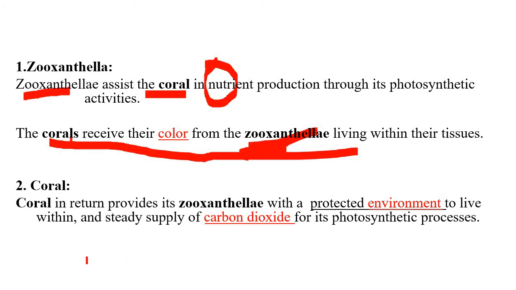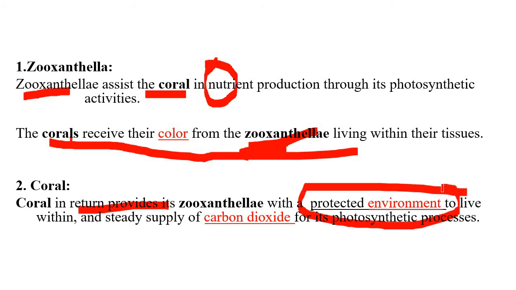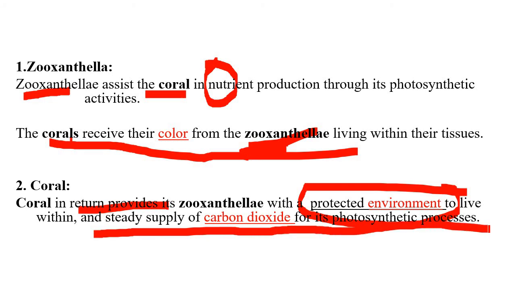What does the coral provide to the zooxanthellae in return? Coral provides the zooxanthellae a protected environment, a healthy, good environment. And the coral also provides a steady supply of carbon dioxide for the photosynthetic process of the zooxanthellae. First, it provides the protected environment.